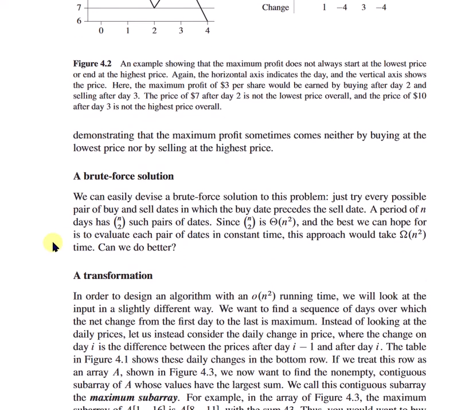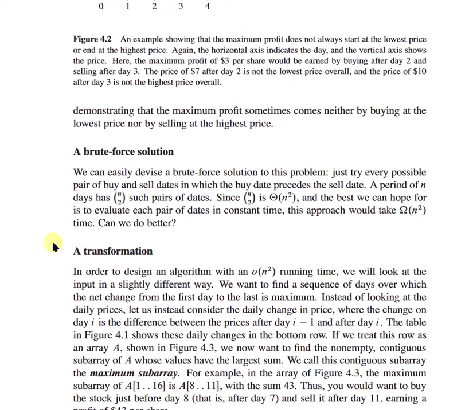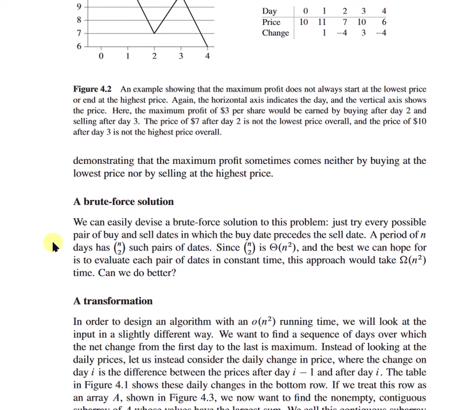Brute force solution. We can easily devise a brute force solution to this problem. Just try every possible pair of buy and sell dates in which the buy date precedes the sell date. A period of n days has n choose 2 such pairs of dates, since this is a combinatorial notation.